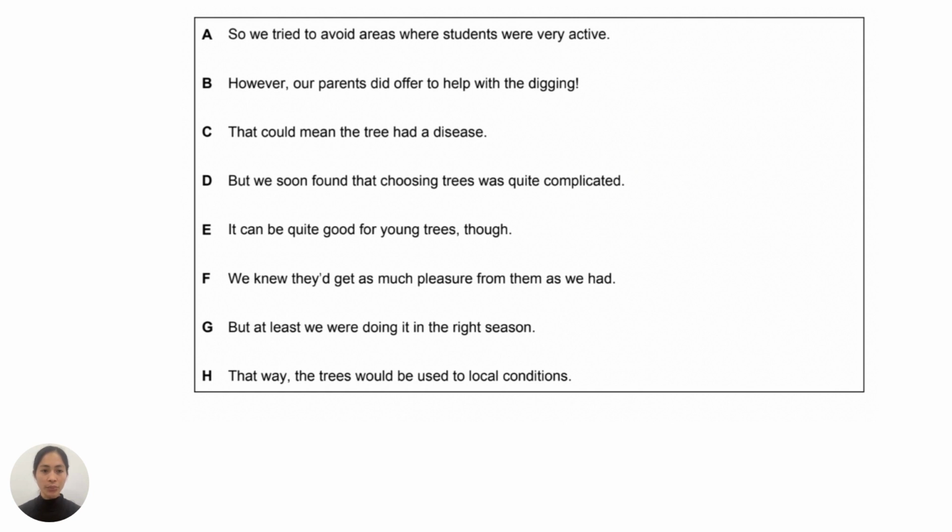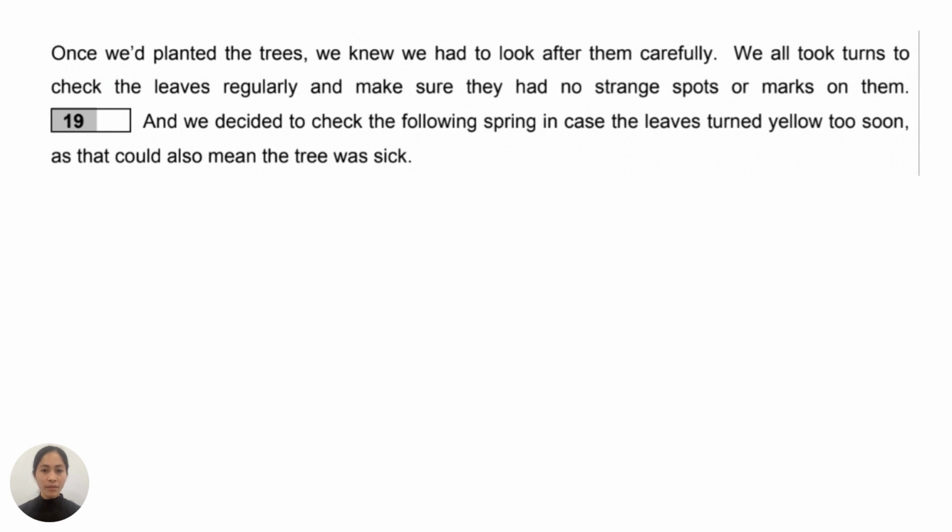Letter A, no, it's already for the other number. Letter B, no. Letter C: that could mean the tree had a disease. Why is that our answer? Because of the no strange spots or marks on them. This is our clue. It's talking about plant diseases.